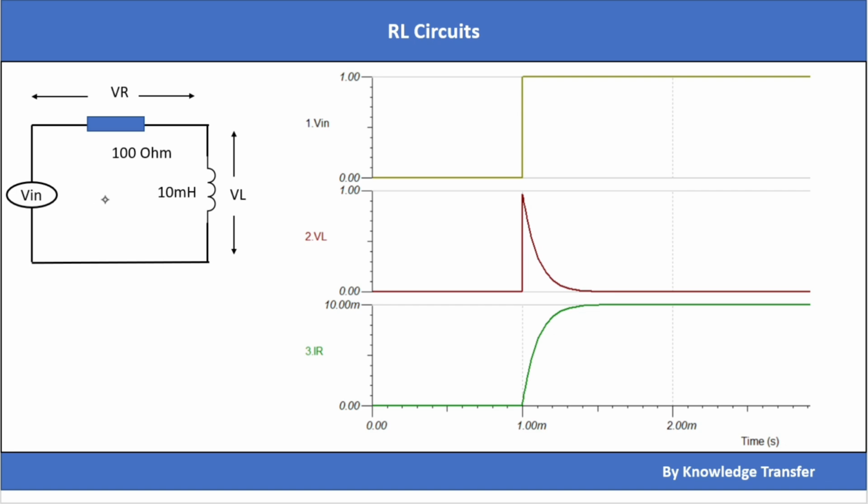Here I have simulated the same circuit with Vin of 1 volt, going from 0 to 1 volt, with R equal to 100 ohm and L equal to 10 milli henry. We can see that VL initially reached Vin, then eventually went to 0, and IR, during the discontinuity, was 0 ampere, then eventually reached V by R, which is 1 volt divided by 100 ohm, like 10 milliampere.